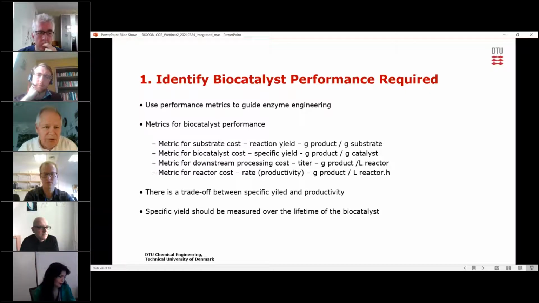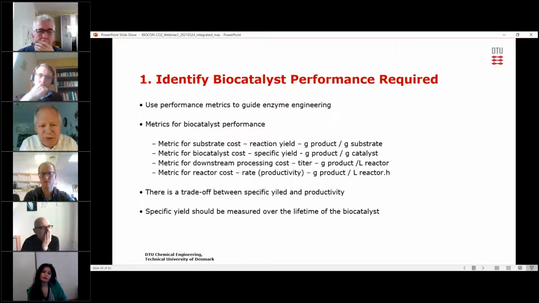There are people that are more interested in using total turnover number, for example. That's a similar kind of metric, but it's also important to realize that when we buy enzymes for industrial use, they're not always pure. And so having this more practical metric of grams of product per gram of catalyst is particularly useful. For downstream costs, we can also think about the concentration which goes into the downstream, so the titer. And then the metric for the reactor cost is the rate or the productivity.